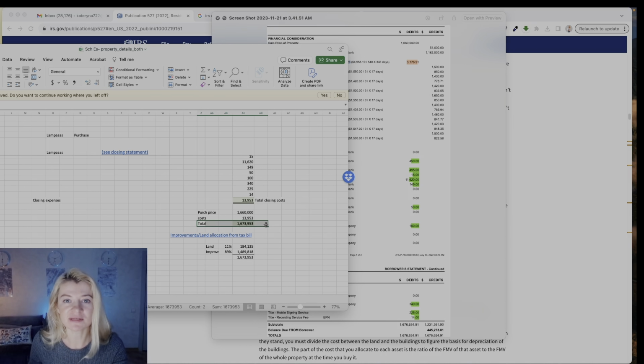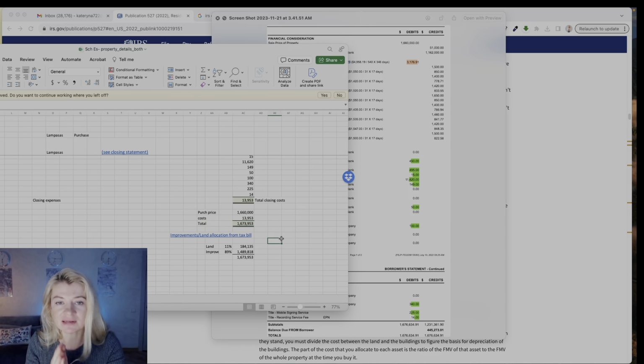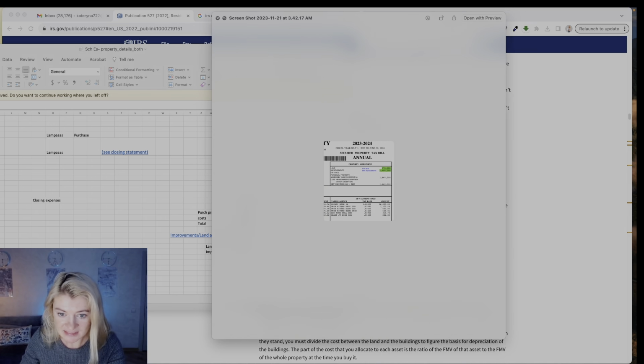But it doesn't mean we can depreciate all of it. We can depreciate only the building. Land we cannot depreciate. So this consists of land and building. We need to find a ratio to separate land and building improvements, and the easiest way to do it is to find this.